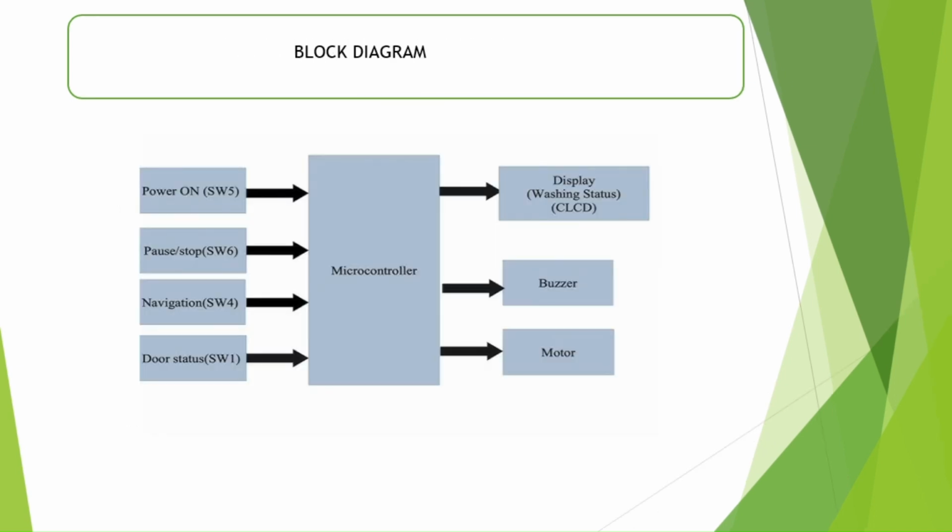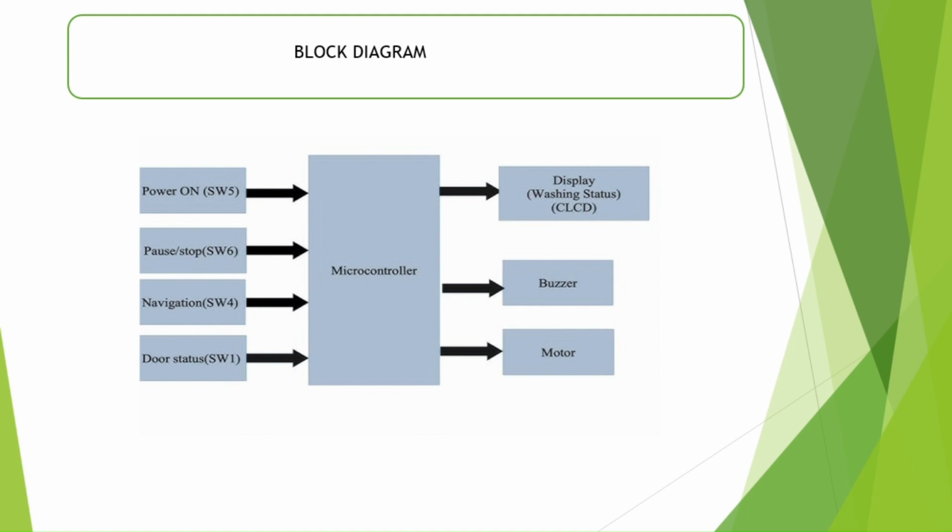So this is the block diagram of our washing machine system, and at the very center of the system is the microcontroller. This is the brain that receives all the instructions and sends out commands to make the washing machine operate. And on the left side, you can see the inputs. These are the ways we tell the microcontroller what to do or what's happening with the machine.